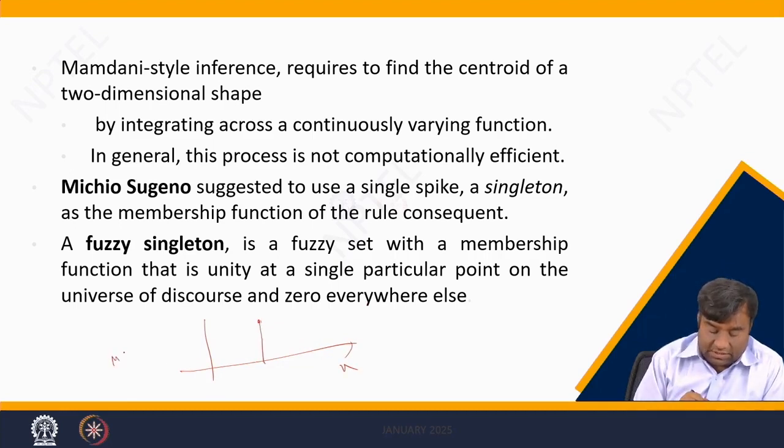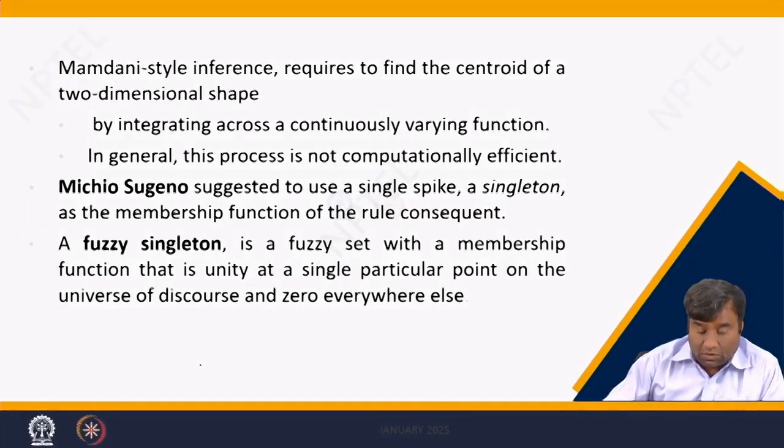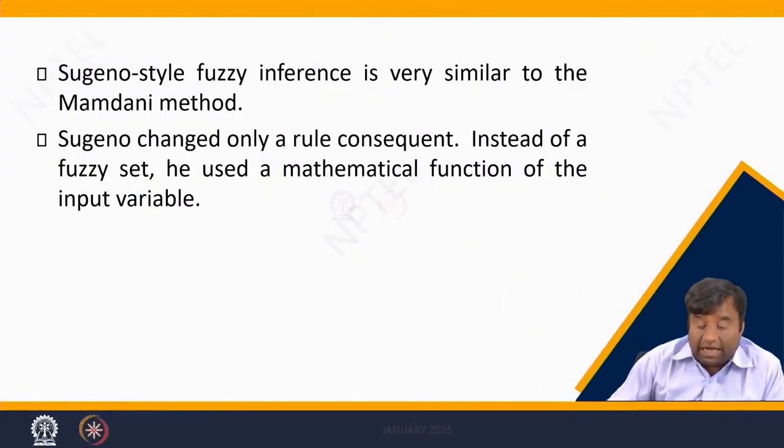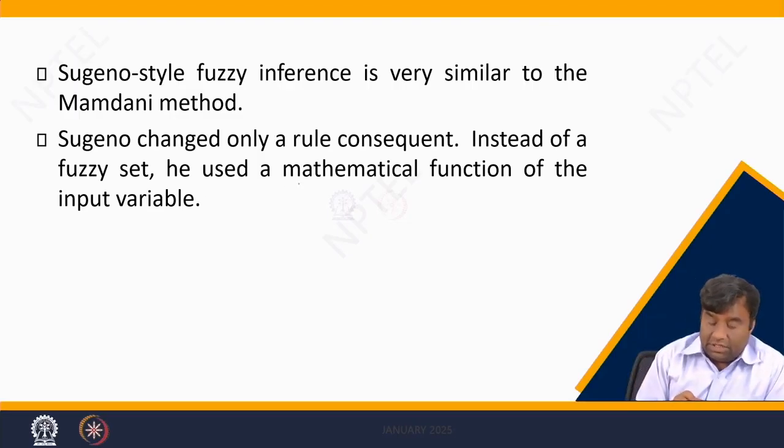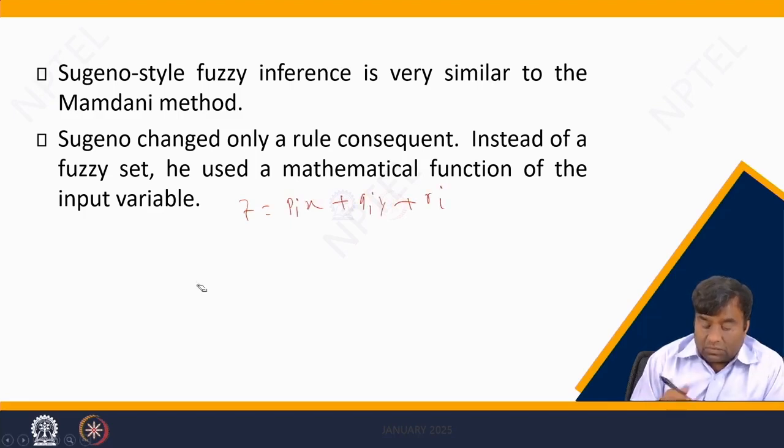So that is x, this is mu x, and this value is 1. Sugeno style fuzzy inference is very similar to the Mamdani method. Sugeno changed only the rule consequent. Instead of a fuzzy set, he used a mathematical function of the input variables, like z equal to px plus qy plus r.